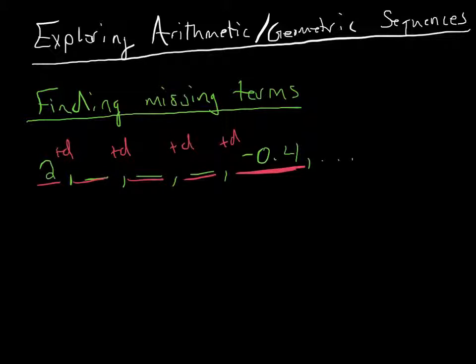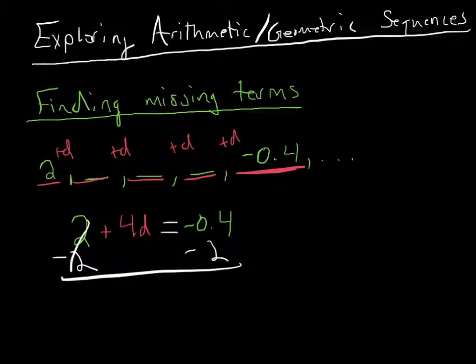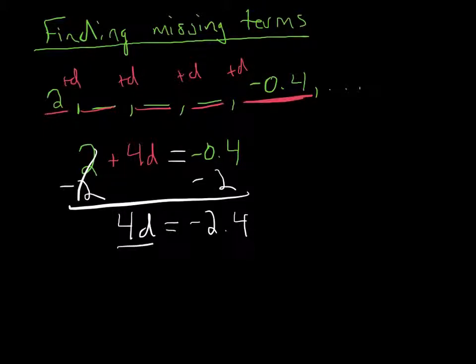We went from 2 to negative 0.4 by adding 1, 2, 3, 4 common differences. So we can set up an equation. If we say 2 plus the 4 common differences, so 4 times d would account for the 4 common differences, is equal to the negative 0.4. Now notice we have an equation with only one unknown, so we can solve for it. So I'm going to go ahead and subtract 2 from both sides. I get 4d is equal to negative 2.4, and now if I divide both sides by 4, I will get d is equal to a negative 0.6.